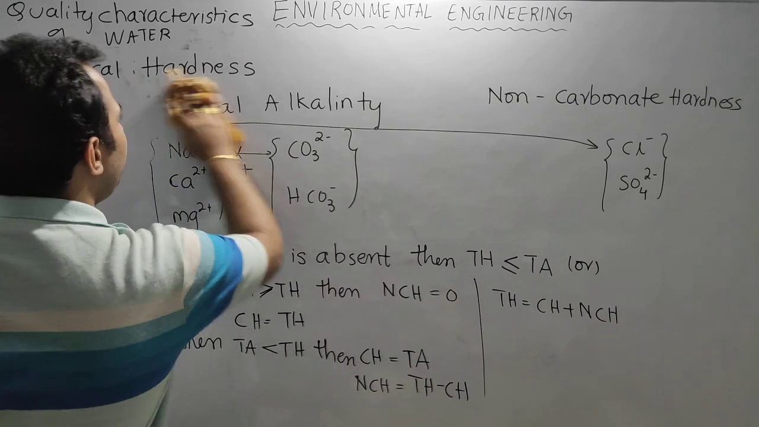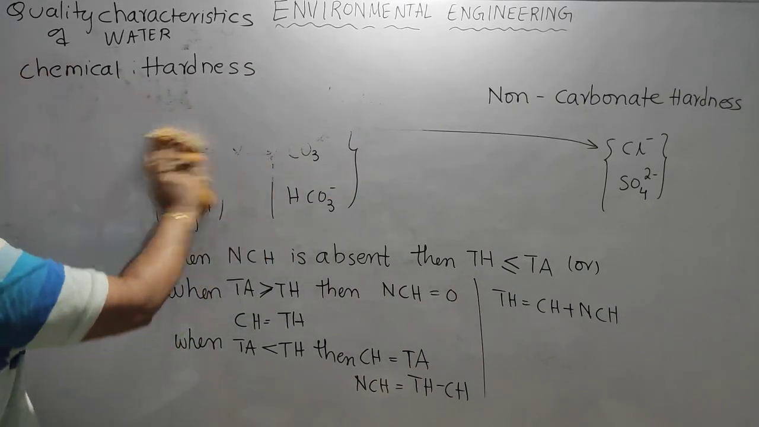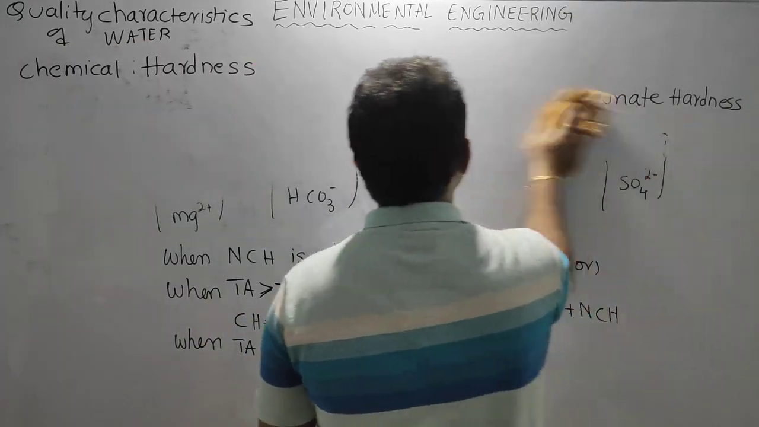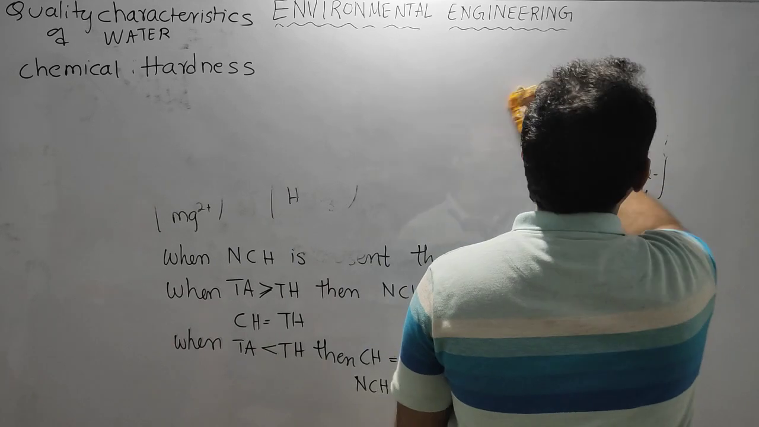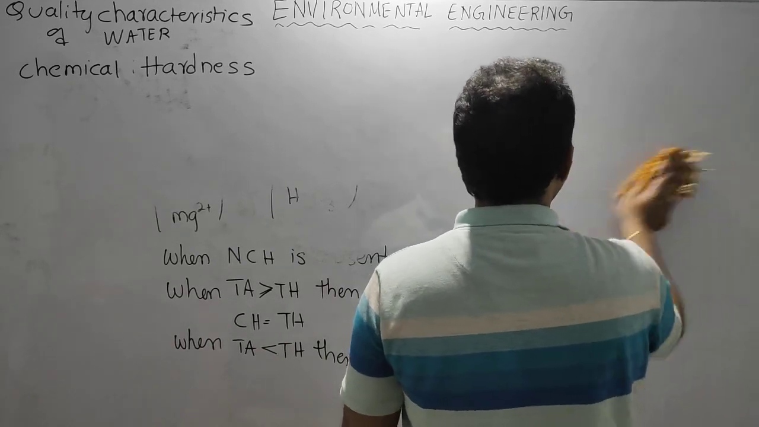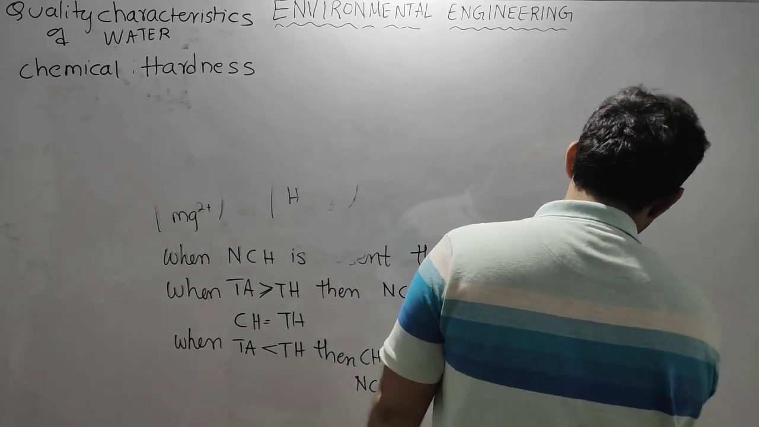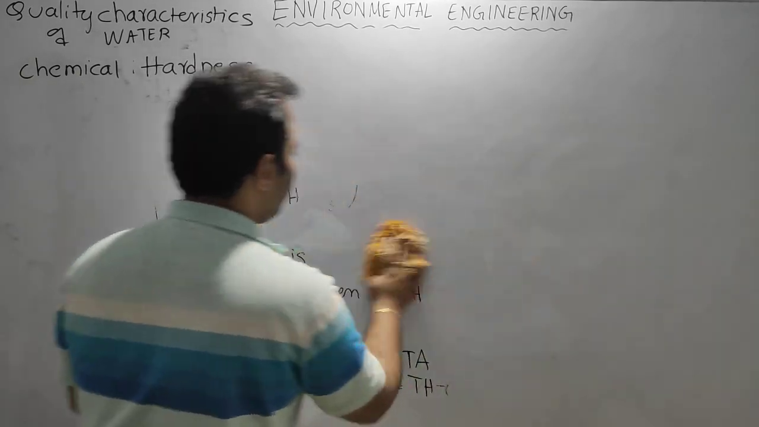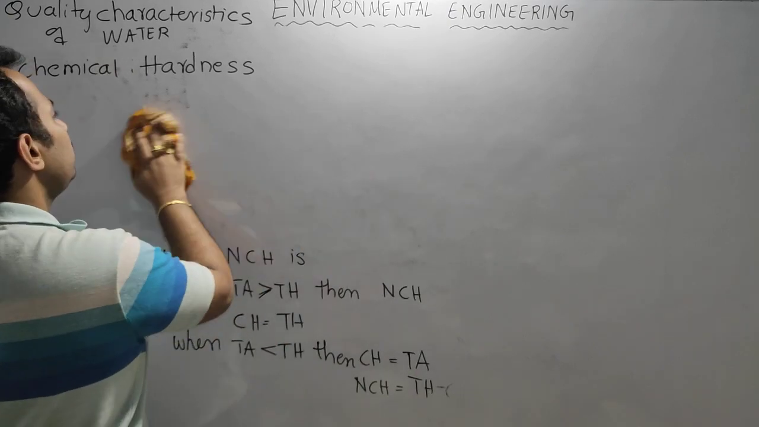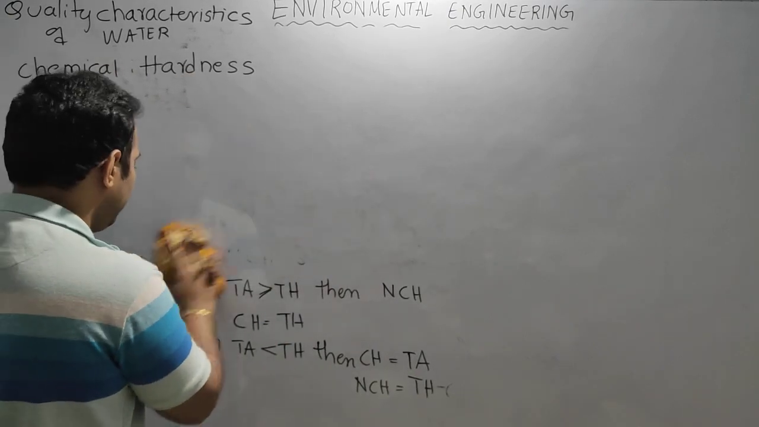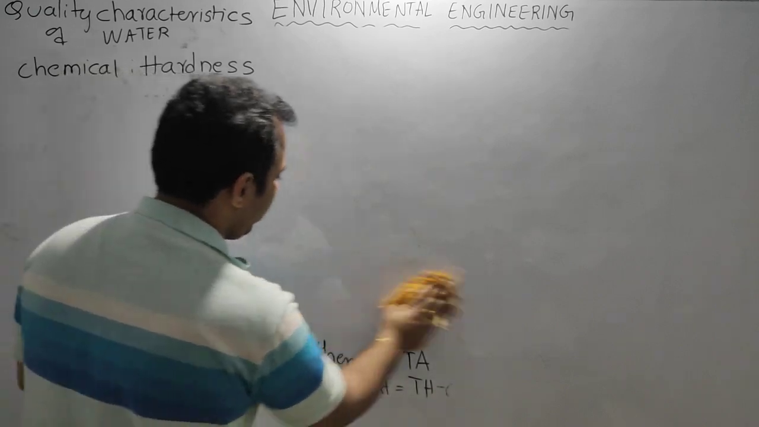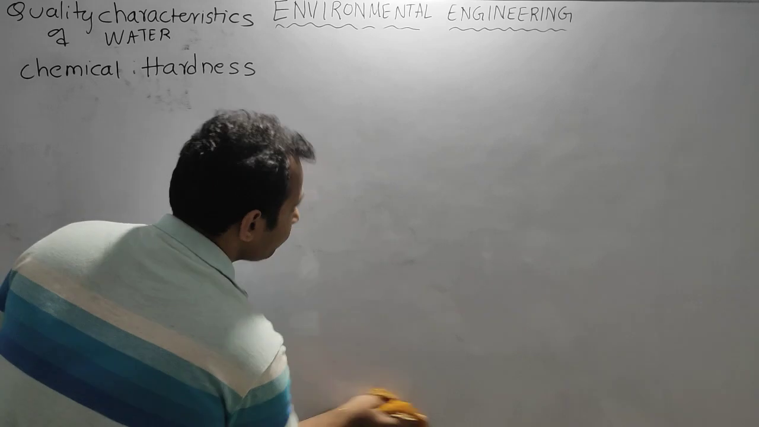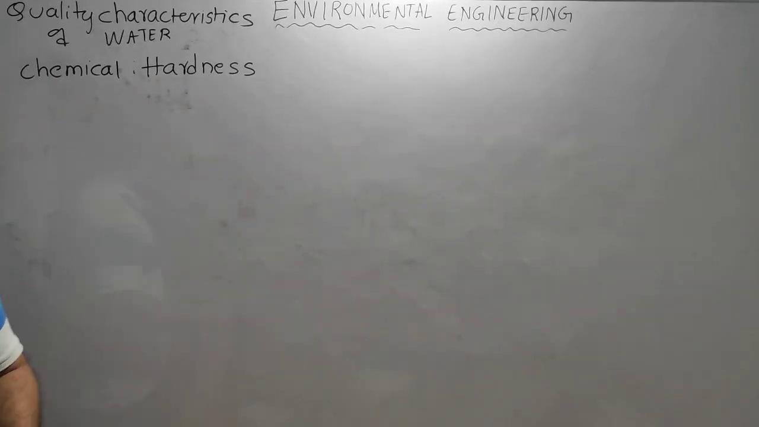So let us write this clearly now, and then we will write the formulas to determine the hardness also. We already know the alkalinity formulas, and we need to write the formula for hardness now. Once we know the formula of hardness and the formula of alkalinity, we can easily find anything: carbonate hardness, non-carbonate hardness, total hardness, anything we can determine. Let us write it clearly now.